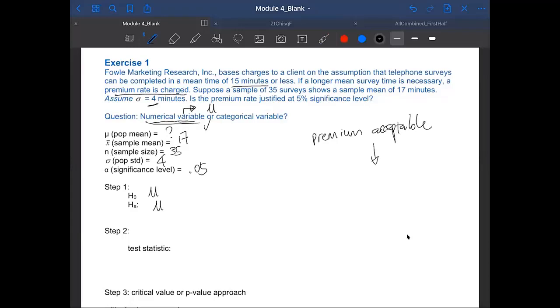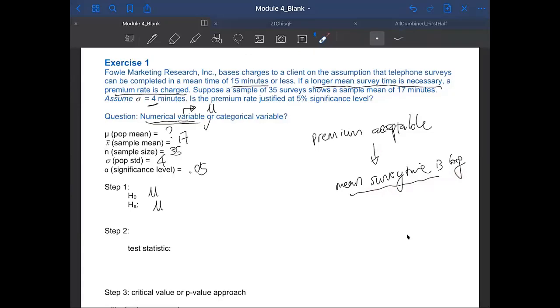When would you charge a premium? You only charge the premium if what did the question say? If a longer mean time is necessary, you're going to charge a premium. So the premium is acceptable if you have to wait longer, right? So the mean survey time is long, right? And we're trying to find out if it's more than 15 minutes, they should be charged the premium. Yes, absolutely right. Okay, so I'm going to rephrase what Amy just said. So premium is acceptable if the mean survey time is long.